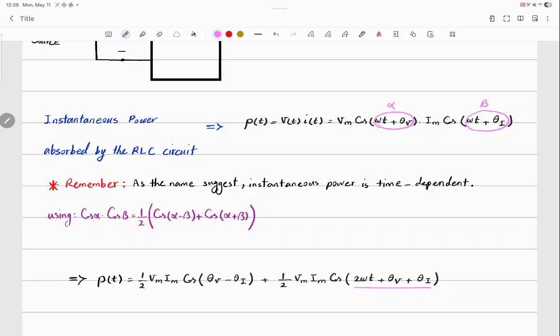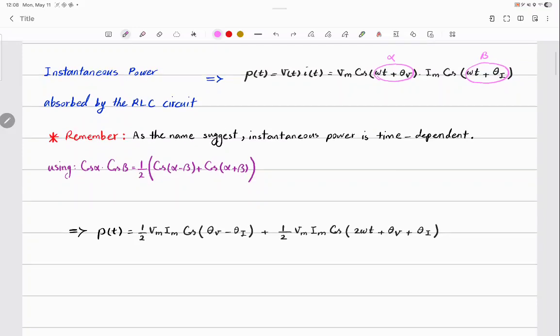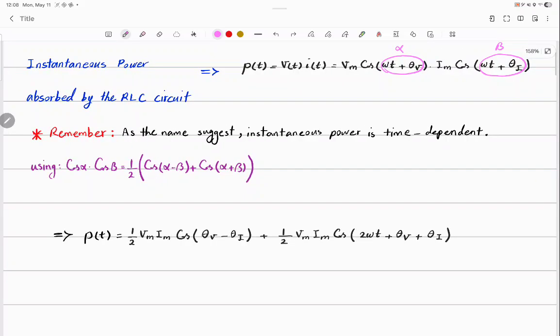And what is the difference of alpha and beta? The omega t's cancel out, it's going to be theta v minus theta i, right? Exactly as you have it here. Okay? So this is exactly the same instantaneous power. The only difference is that I changed the product to sum. Now this is much more interesting and intuitive.